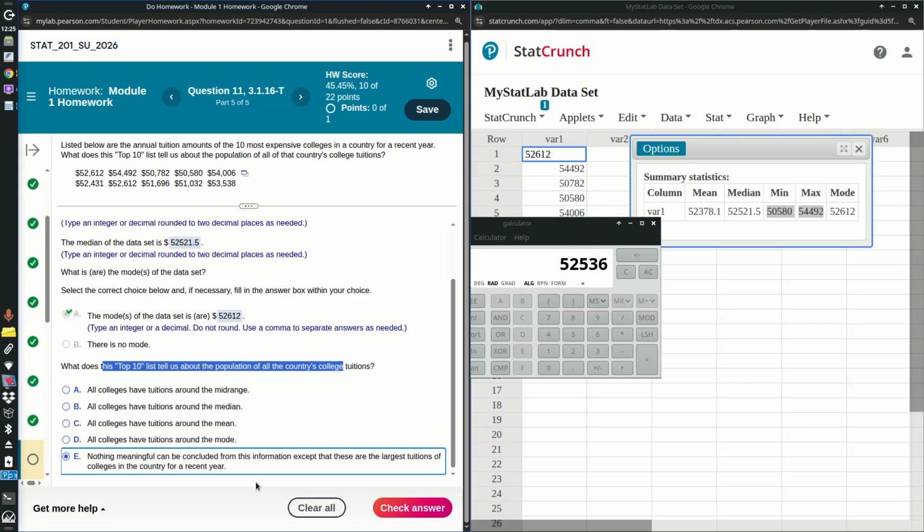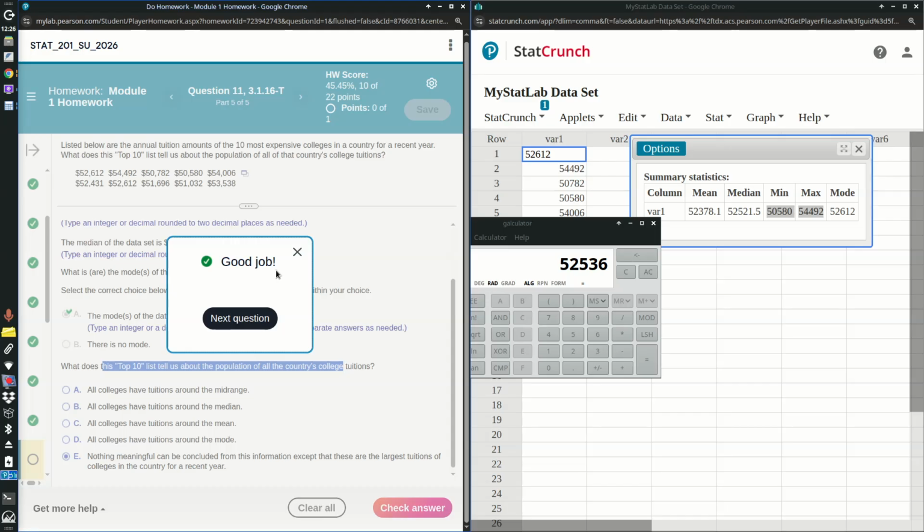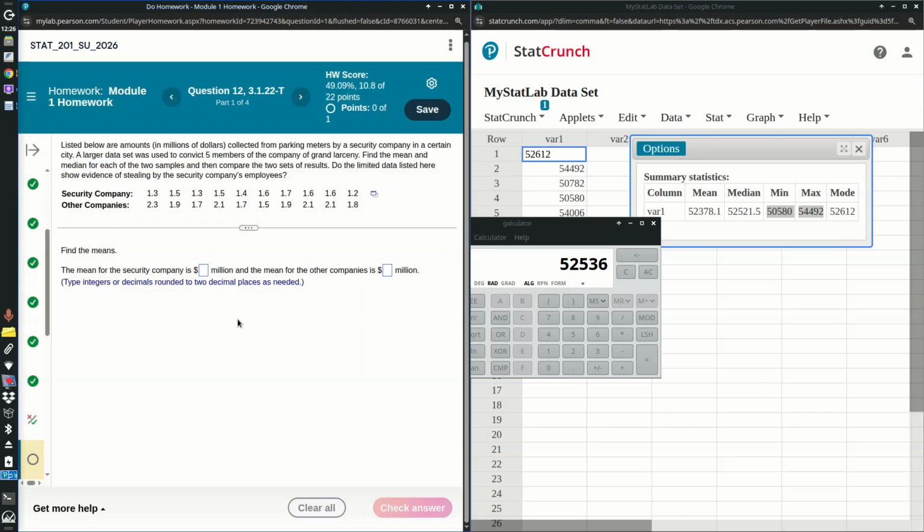Yeah, so it's not telling you anything about all colleges. It's just telling you about the most expensive colleges. So it's not representing all colleges very well.